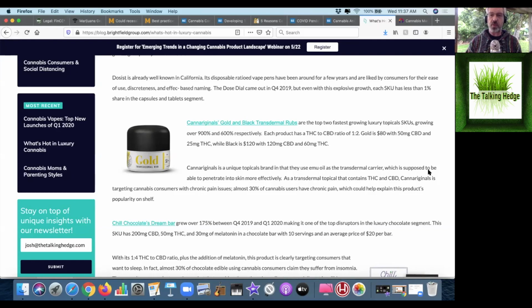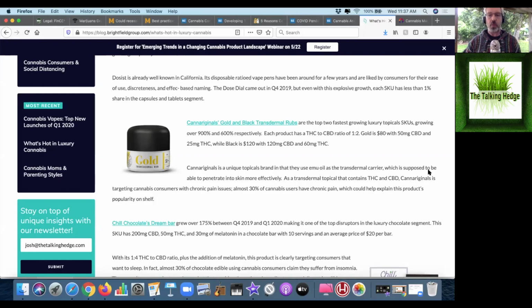Those are the two fastest growing luxury topical SKUs, growing over 900 and 600% respectively. Each product has a THC to CBD ratio of 1:2. The gold is $80 for 50 milligrams of CBD and 25 milligrams THC, while the black is $120 with 120 milligrams of CBD and 60 milligrams of THC. It's a unique topical brand that uses emu oil as the transdermal carrier, which is supposed to be able to penetrate the skin more effectively.